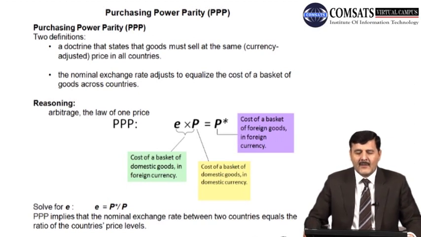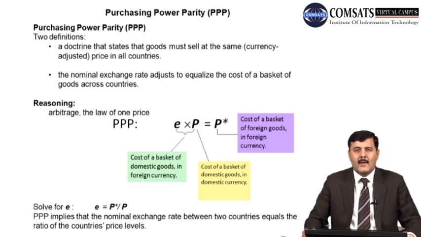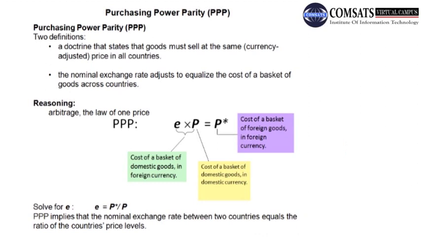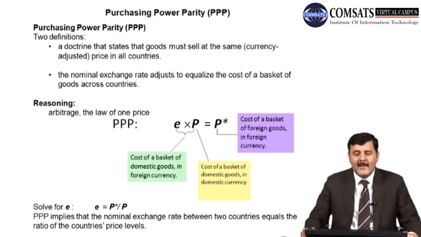Now we'll come to the last part of today's lecture, that is purchasing power parity. There are two definitions given by economists of PPP, the purchasing power parity. It is a doctrine that states that goods must sell at the same price in all countries. So it is the principle that goods must sell at the same price in all the countries.